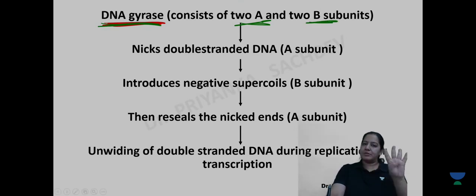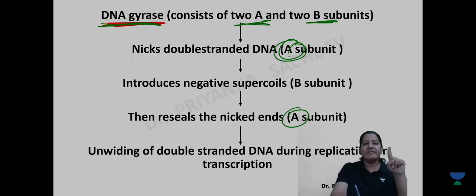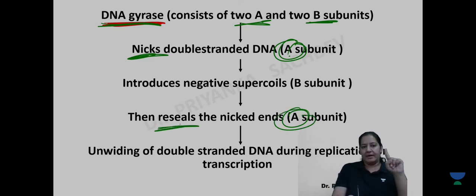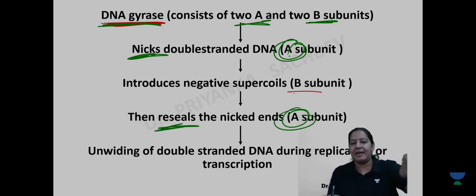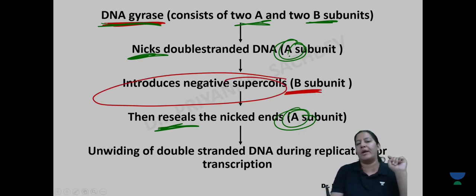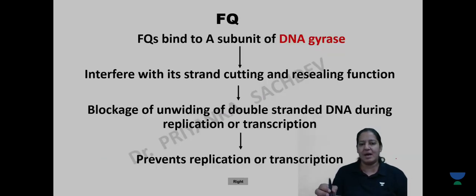Okay, I said it the wrong way around. I am sorry for my mistake. It is unit A which is doing cutting and sealing. First it is coming, giving a cut, right? And again, it is sealing, right? And unit B is the main unit which is introducing negative supercoil. That is unwinding. So this is how unwinding of the two strands normally occurs.